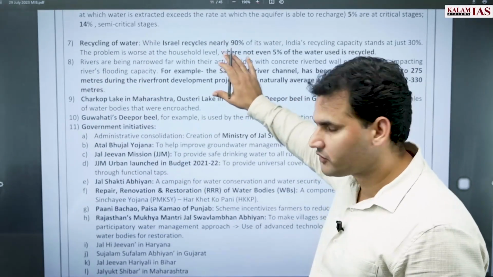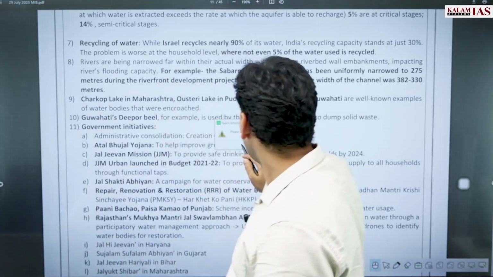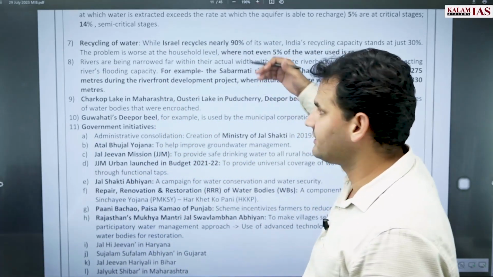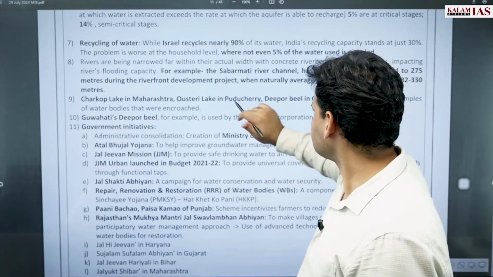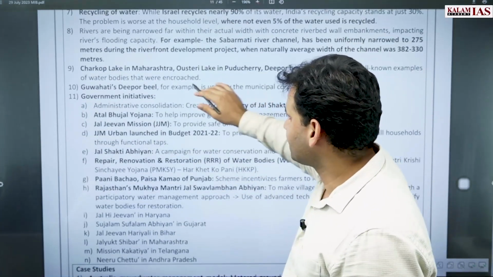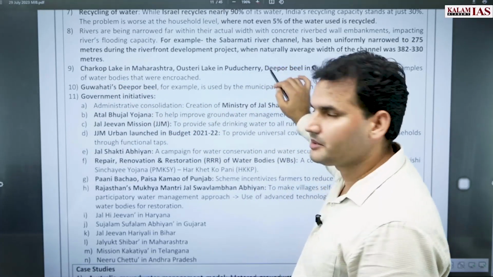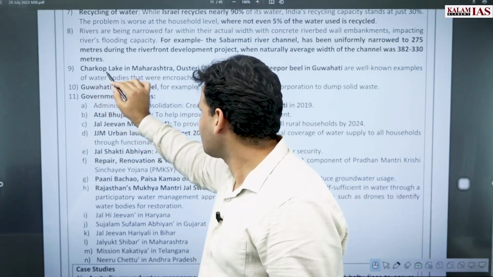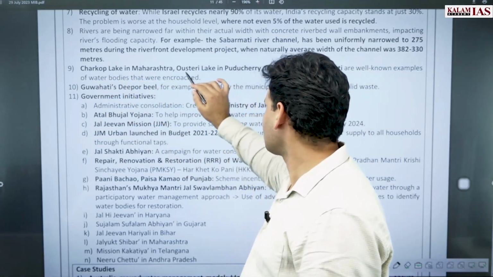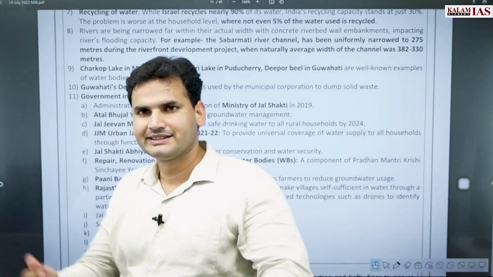So we should learn from countries like Israel, where about 90% of water is being recycled. So there is a scope for innovation. And you must remember the names like Dal Lake, sabhi ko pata hoga, but you should also remember Charkop Lake in Maharashtra and Austerity Lake in Puducherry, where water bodies have been encroached upon.